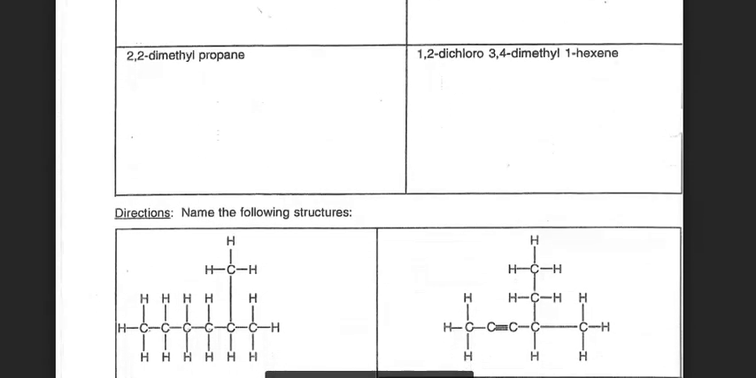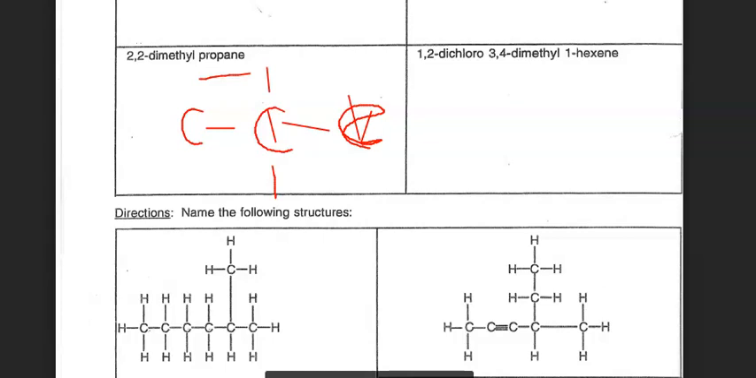All right, 2,2-dimethylpropane. Of course, prop means 3, so I'm going to draw my 3 carbons. This thing is a little delayed, sorry about that. 2,2-dimethyl means I have a methyl group above and below on the second carbon. And again, I'm just going to draw it as CH3 and CH3.